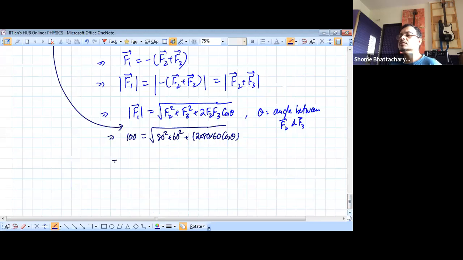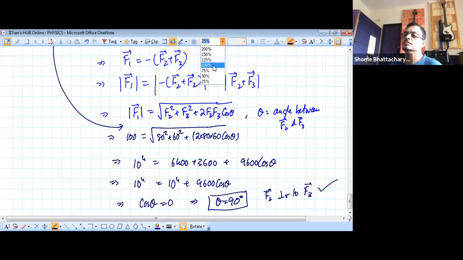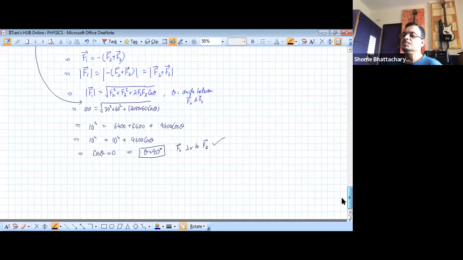So square both the sides. So you can see that 10 raised power 4 will become 6400 plus 3600 plus 9600 cos theta. So 10 raised power 4 is equal to 10 raised power 4 plus 9600 cos theta. So that means cos theta is 0. That means theta is how much? 90 degrees. So basically F2 is perpendicular to F3. This is the thing. Simple formula based question, nothing much.